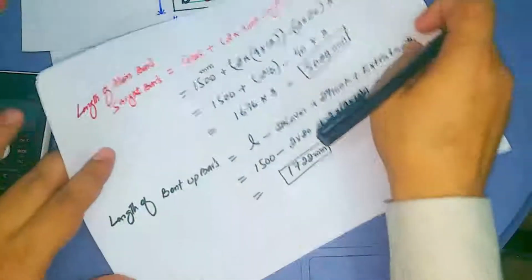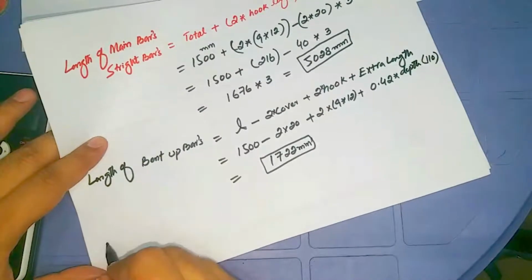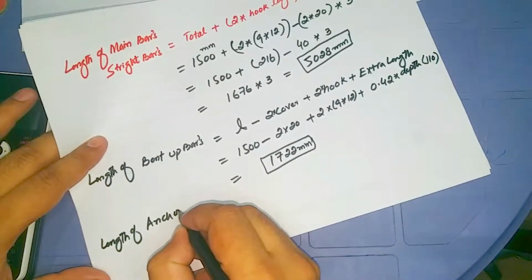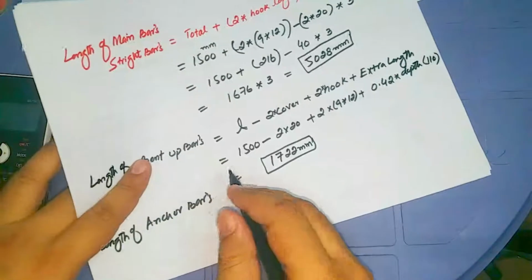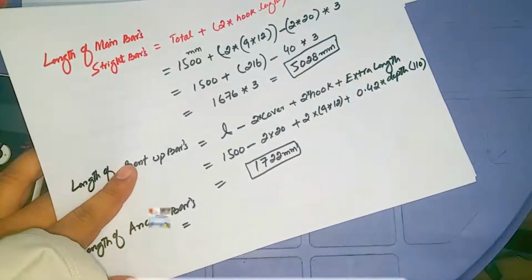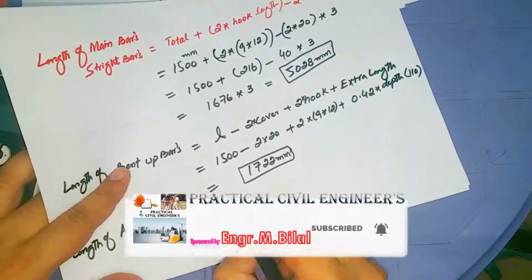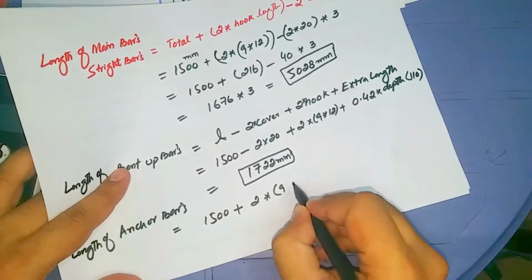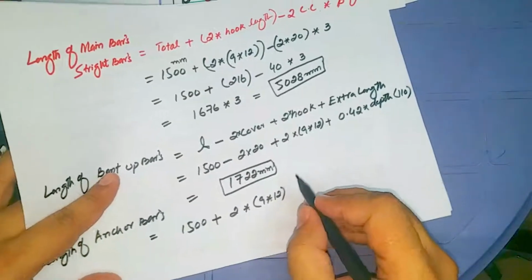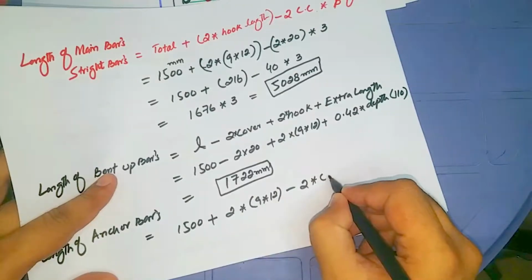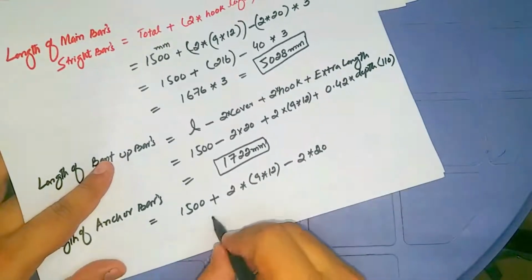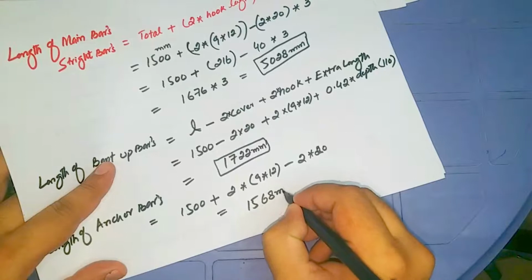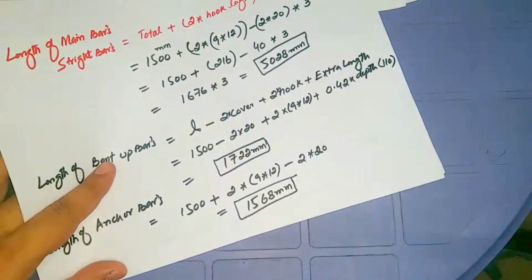Now we will calculate the length of anchor bars. So the length of anchor bars is 1500 plus hooks, 2 into hooks at the rate of 9 into its diameter, and minus 2 concrete covers, which is 20. So the total length for anchor bars is 1568 mm. This is the total length for anchor bars.